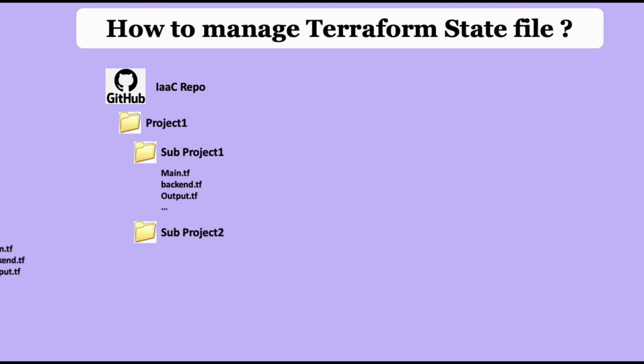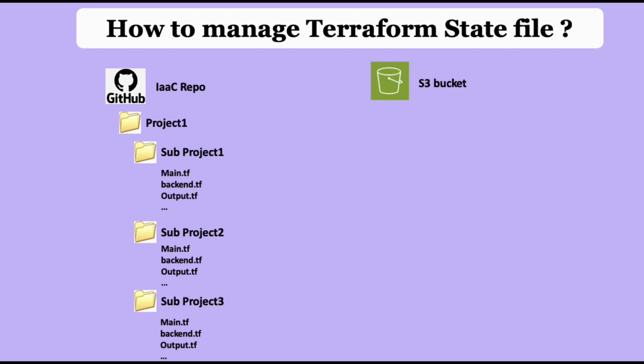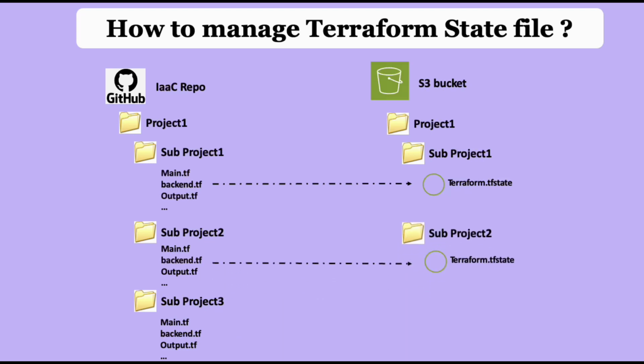Similarly, you have multiple sub projects and sub components in GitHub. And in Amazon S3, we will create one S3 bucket, and in the S3 bucket we will maintain the same directory structure consistent with the GitHub repo. So for sub project one, the backend.tf will have the exact path in the S3 bucket to store the terraform.tfstate file. That way it is quite easy to locate and manage this mapping.